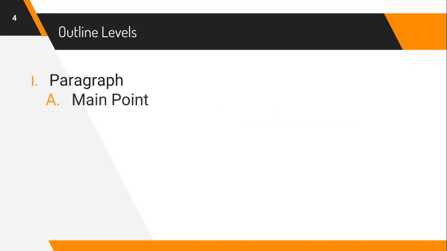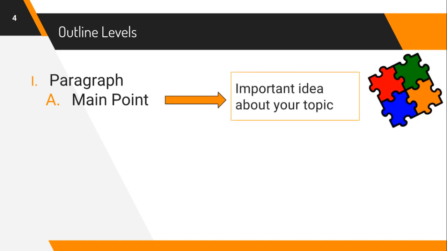Now, each paragraph is then broken down into main points, and these are given by capital letters. So A, B, C, D, you all know the alphabet. Main points are the important ideas that you want to discuss about your topic. So if you're thinking about an outline in terms of a puzzle, the entire outline is all of the pieces of the puzzle put together. Then your paragraph is maybe a big chunk of pieces, and then your main point is one section of that chunk. So you can see there a handful of puzzle pieces all put together.